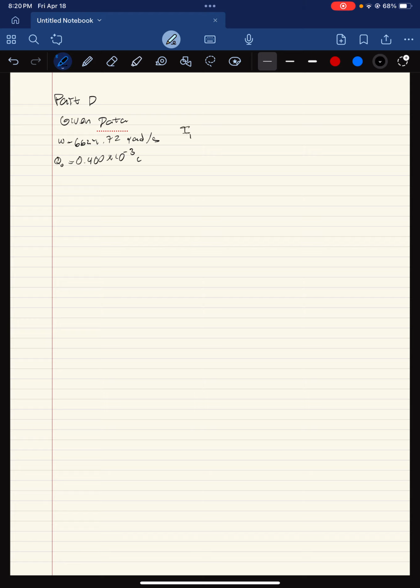So same as the other one, we look at the I max. So 6,624.72. Remember, we multiply the radians per second by the coulombs. And 0.400 times 10 to the -3. Let's get that to the calculator.